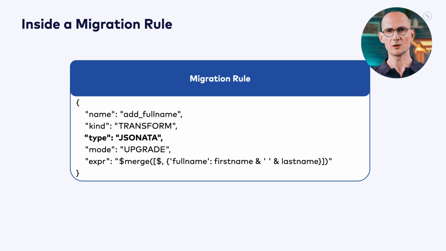In the type field, we set the value JSONata, which is the programming language we're going to use to transform the data. Then we set the mode to upgrade to allow consumers using the new incompatible schema to read all messages. Note that you can write a downgrade rule too to convert messages from the new format to the old one so that consumers which use an old schema can read new data.